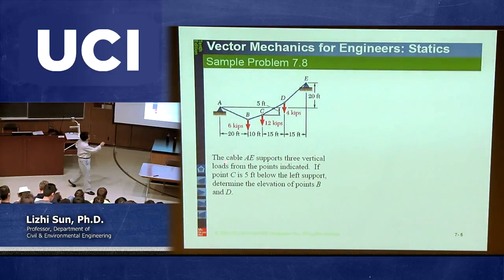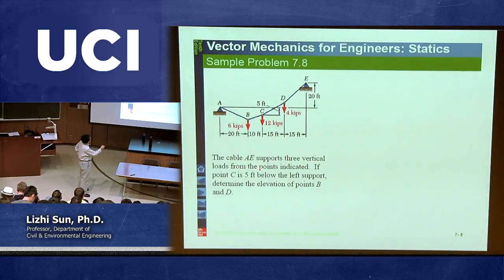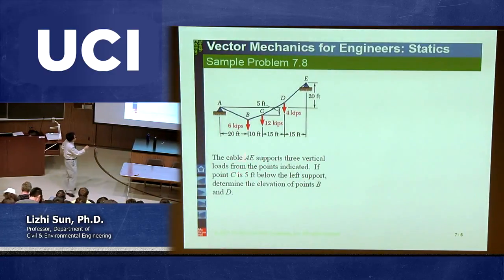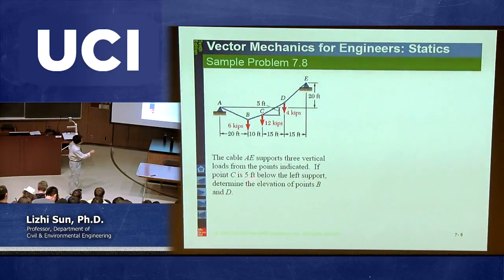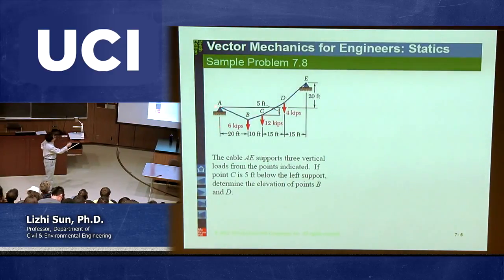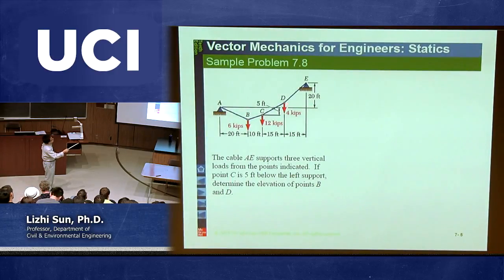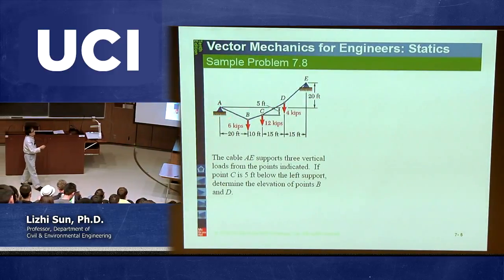So cable AE supports 3 vertical loads from the points indicated above. See this point C. If point C is 5 feet below the left support, so this is the horizontal line, called the left support, for example it is 5 feet below. So from here to here is 5 feet. Then we can determine the elevation of point B and point D. So what is the elevation of this one? In other words, this one. And what is this? Okay. So in other words, the elevation of this you don't have to know. You can calculate. Of course, we should be able to calculate the reactions as well.